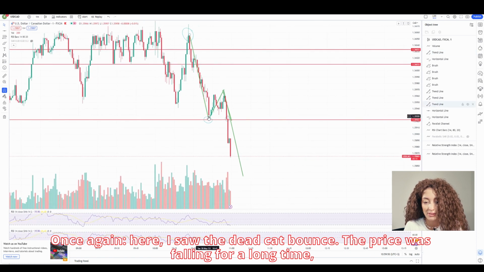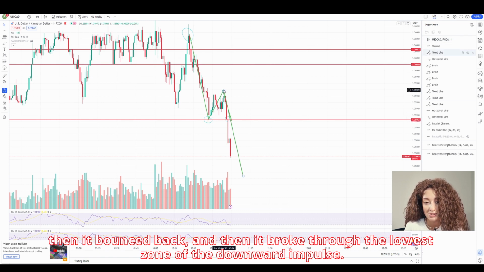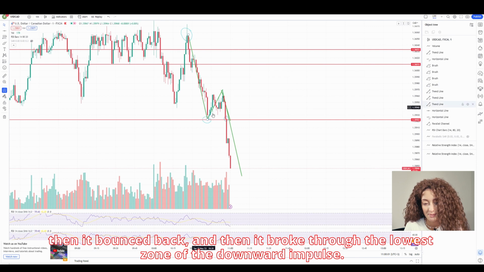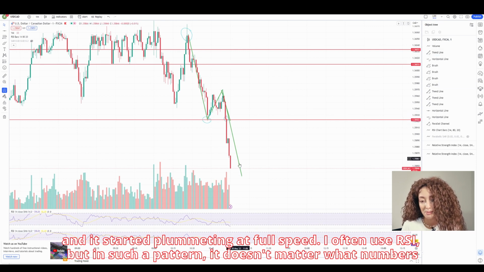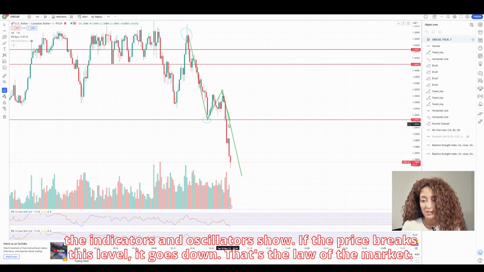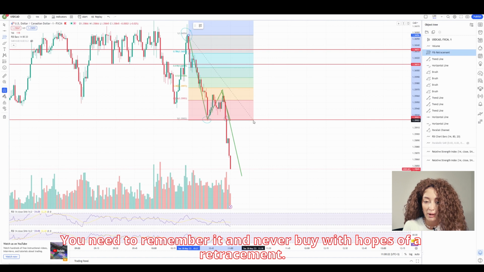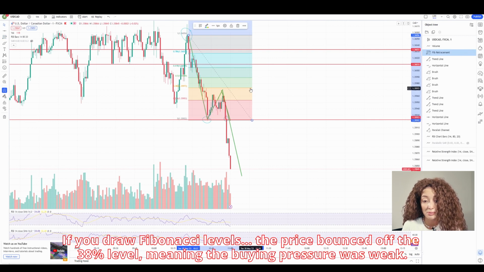Once again, here I saw the dead cat bounce. The price was falling for a long time. Then it bounced back, and then it broke through the lowest zone of the downward impulse. And it started plummeting at full speed. I often use RSI, but in such a pattern it does not matter what numbers the indicators and oscillators show. If the price breaks this level, it goes down. That is the law of the market. You need to remember it and never buy with the hopes of a retracement. If you draw Fibonacci levels, the price bounced off the 38% level, meaning the buying pressure was weak.